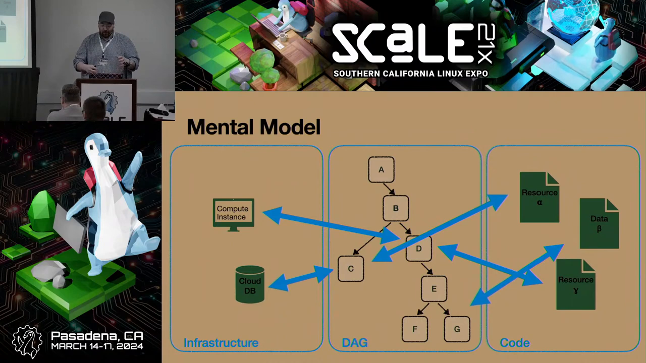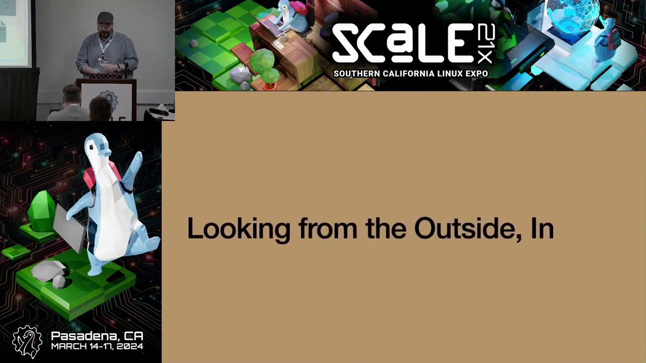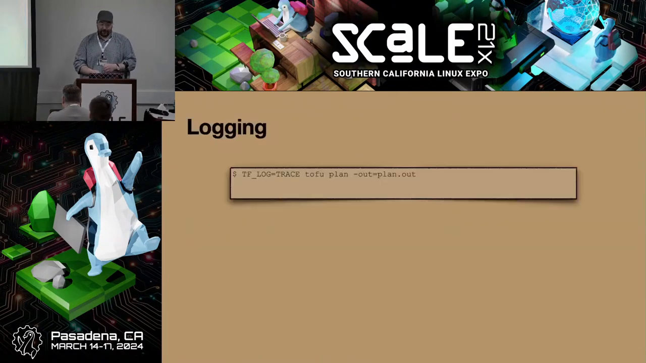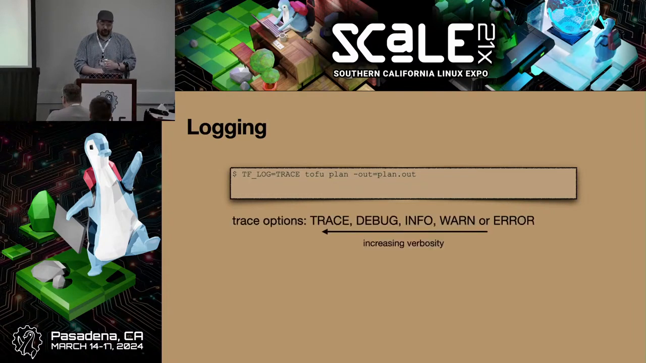So with that mental model in place of it constructing this graph, walking that graph, and trying to decide what it needs to do in each individual case, let's go ahead and look at that from the outside in. Tofu has some very nice logging features. It's just TF_LOG equal trace in your environment, and then all of a sudden it starts spinning it out. There are several options for tracing if you want to get more or less verbose.